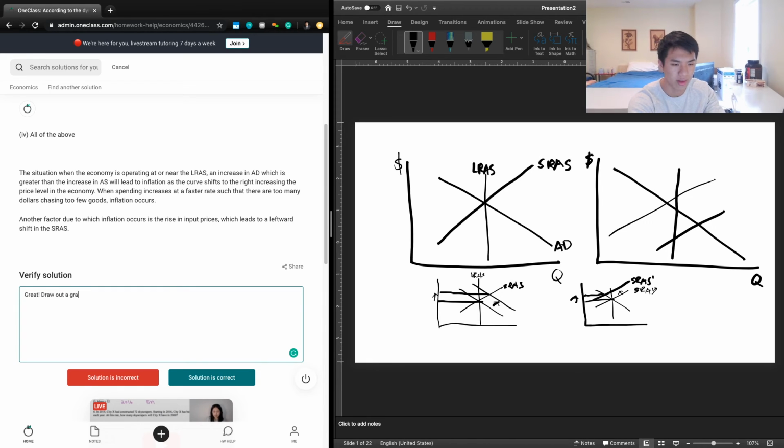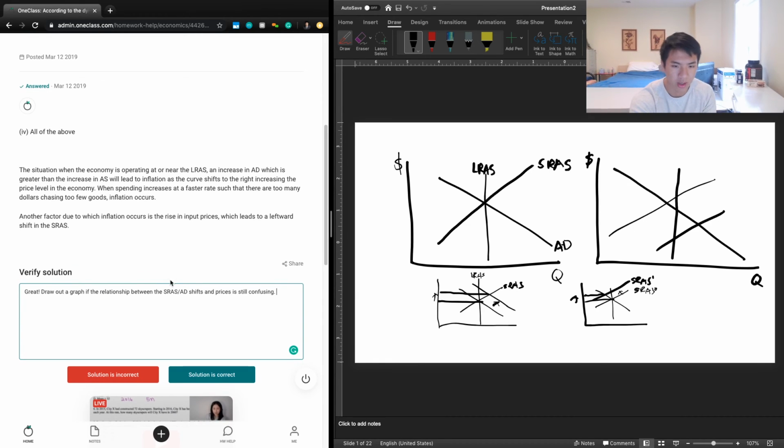Draw out a graph if the relationship between the SRAS and aggregate demand shifts and prices is so confusing. Yeah, I think having a graph here would be really helpful in order to really kind of add some clarity to this question. But other than that, this is a good answer, and it kind of covers the 3 reasons why we would pick all of the above.